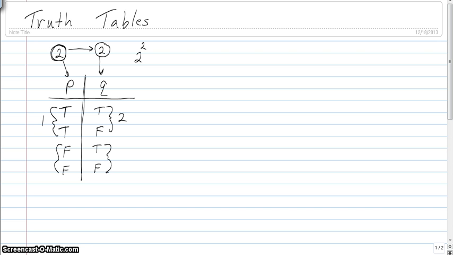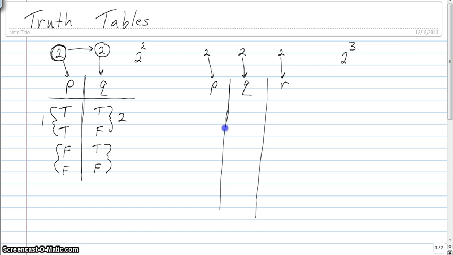So we could use the same thinking if we had P, Q, and R. There's 2 possibilities here, and for each of those, there's 2 possibilities here, and for each of those, there's 2 possibilities here. So there's going to be 2 times 2 times 2, 2 cubed rows. There's going to be 8 rows in your truth table.